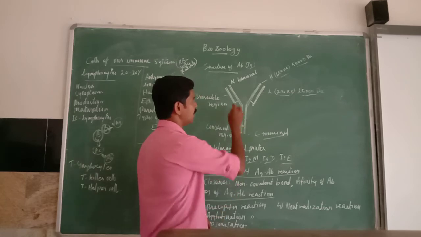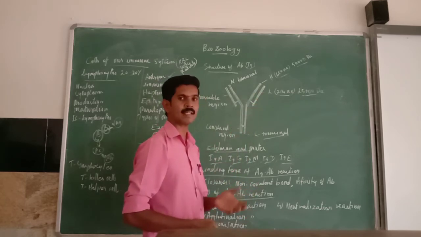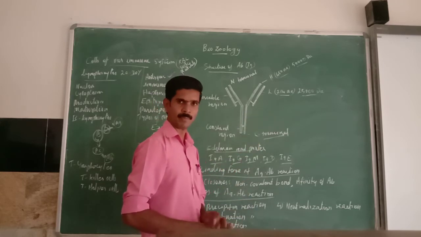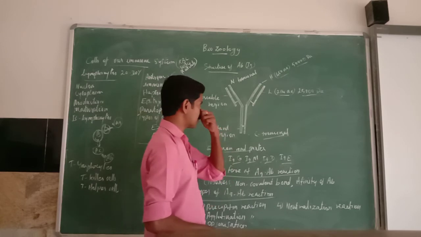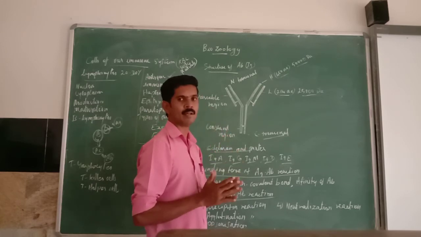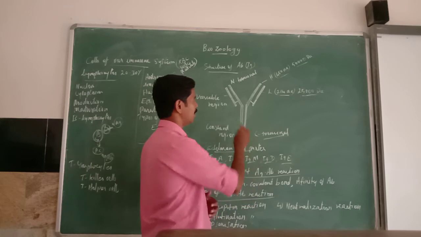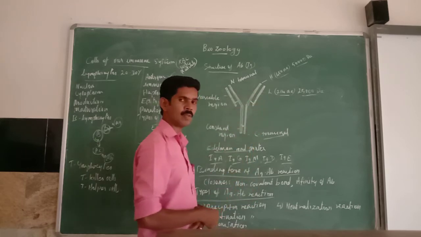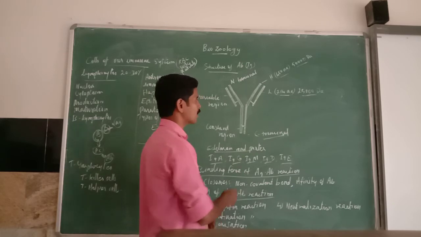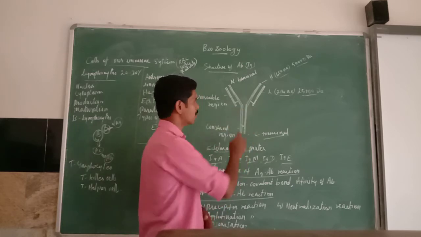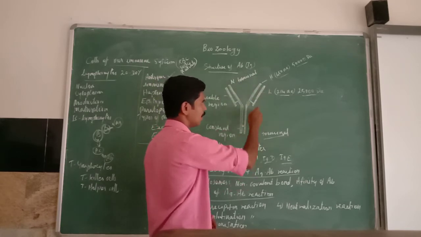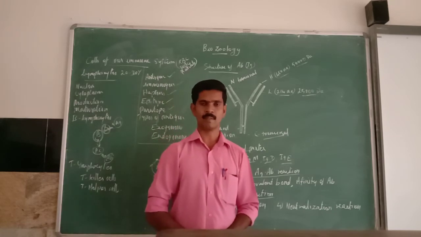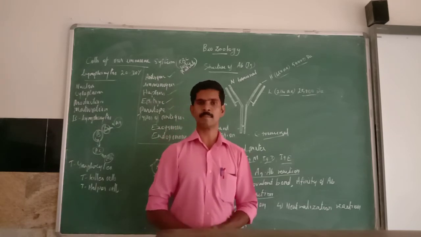Understand? In the variable regions, some variations are there in the amino acids. I told you it is fully made up of amino acids. So some variations or differences are present in some region of the antibody molecule, and that region is called the variable region. And in this region, there are no variations or differences in the amino acid arrangement, so this region is called the constant region. Understand, my dear students?